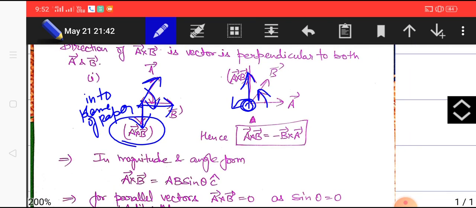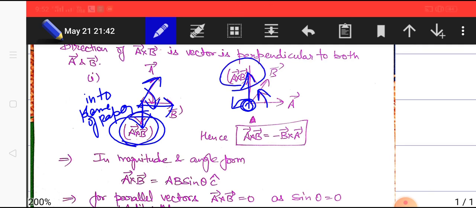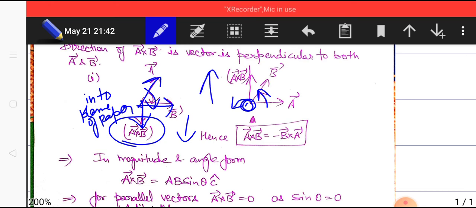So what you have seen is that in A cross B and B cross A, the magnitude is the same but the direction is reversed. Hence A cross B is equal to minus B cross A. So this product is not commutative, while the dot product is commutative, which means A dot B is equal to B dot A, but A cross B is not equal to B cross A; A cross B is equal to minus B cross A.